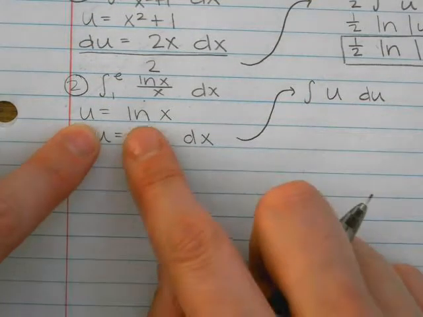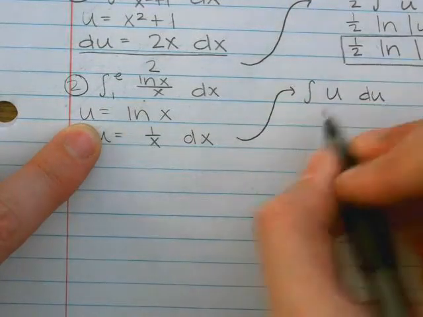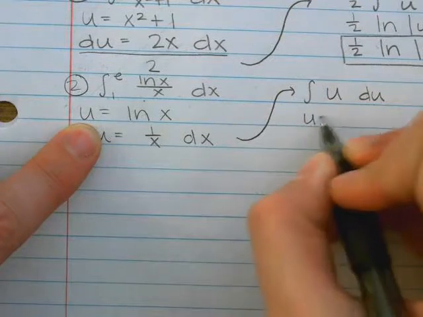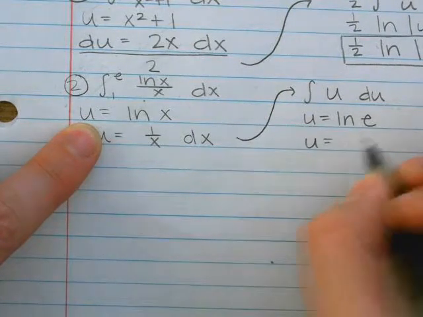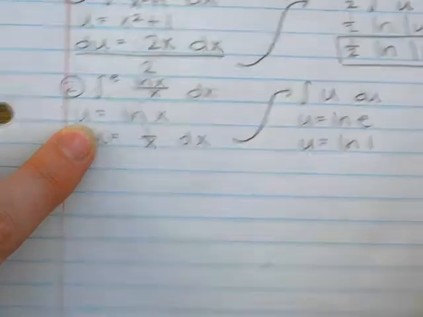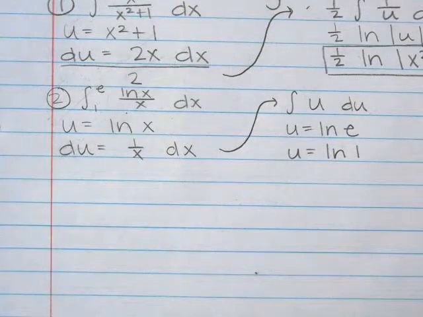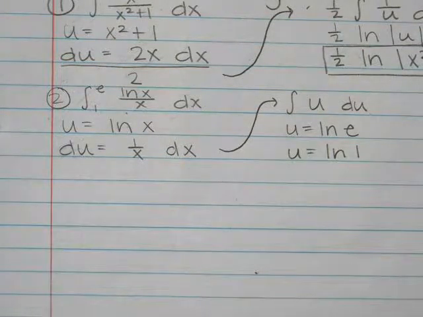So u equals ln x. So for the first one, I'm going to say the first u is going to be if I do ln of e, and the second u that I'm evaluating is going to be if I did ln of 1. So can someone tell me what ln of e is? Ln of e? You can type it in on your calculator.